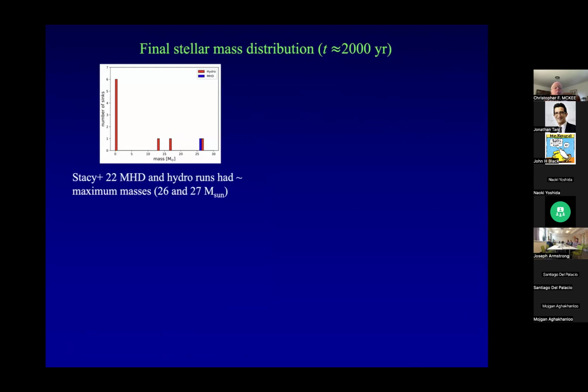So the final mass distribution at 2,000 years after the formation of the first star, if you look at the red lines, that's the mass distribution for the hydro run, and there's 1 star that we have for the MHD run. And the maximum masses are actually similar, about 26 solar masses.